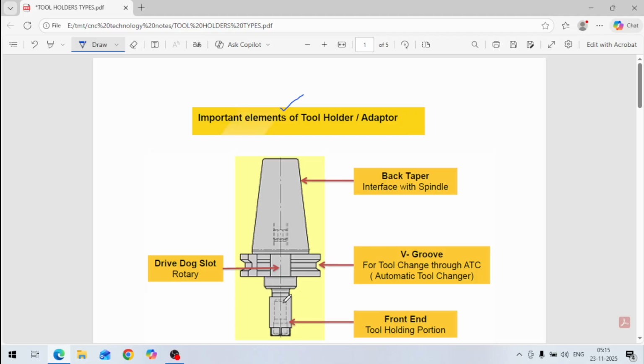The tool is held in this portion, and the back taper matches and interfaces with the spindle. One V groove is there. This V groove is for automatic tool changers. For ATC this groove is there, and one drive slot, a drive dog slot, is here in the center. So this is a drawing for adapters. Okay, now let us discuss other things.